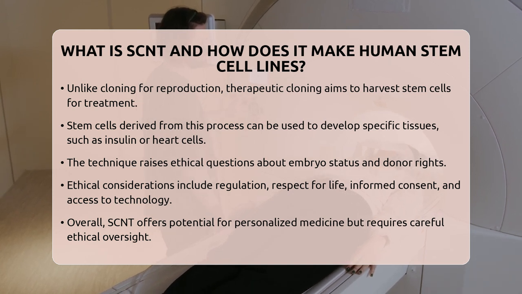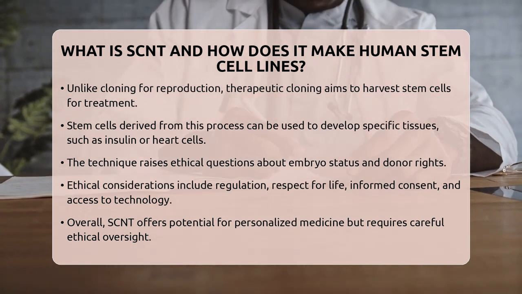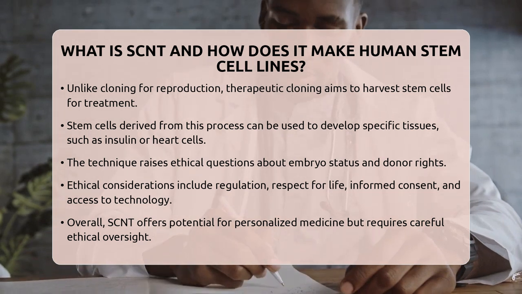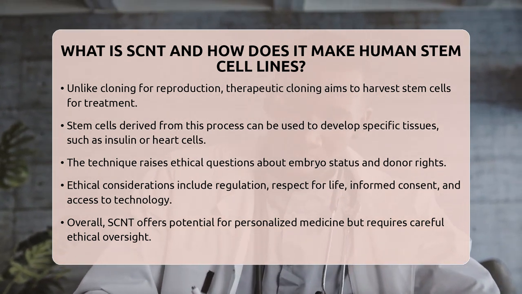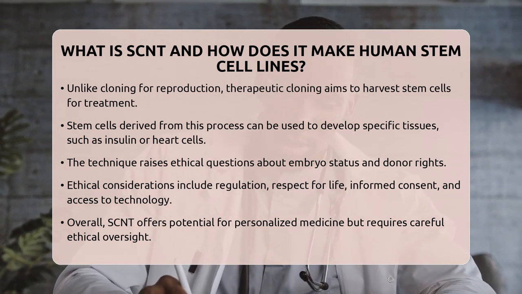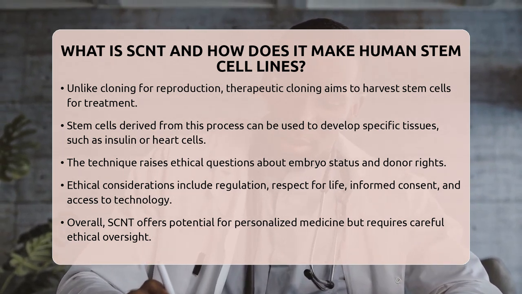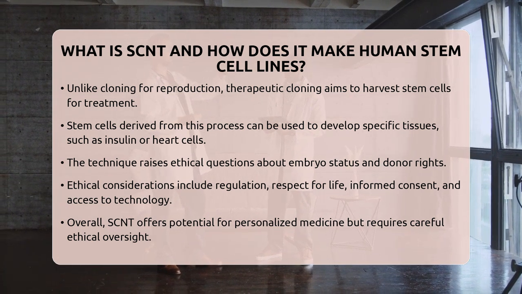In summary, somatic cell nuclear transfer is a way to produce stem cell lines by transferring a donor's nucleus into an enucleated egg. It reprograms the nucleus to an embryonic state, allowing scientists to grow stem cells that can help treat diseases. But it's essential to consider the ethical principles involved, like respect for life, informed consent, and fair access to these advanced medical technologies.